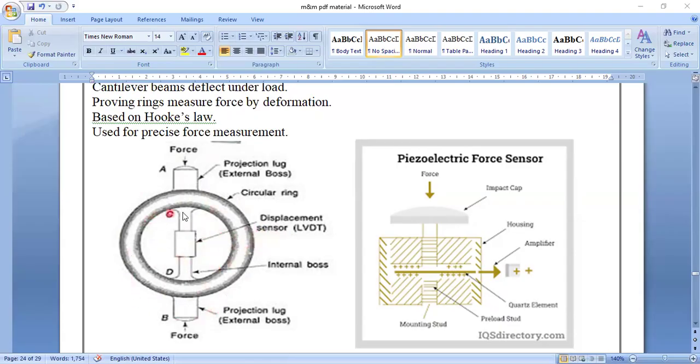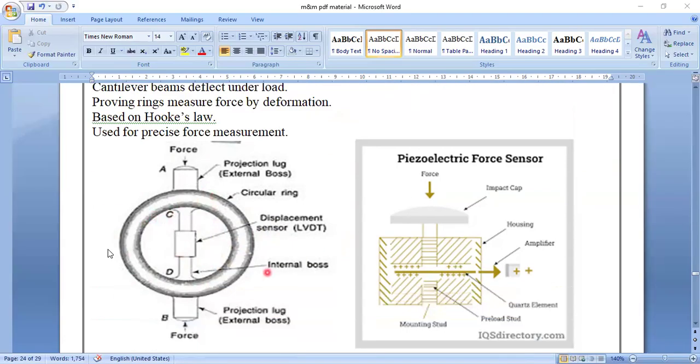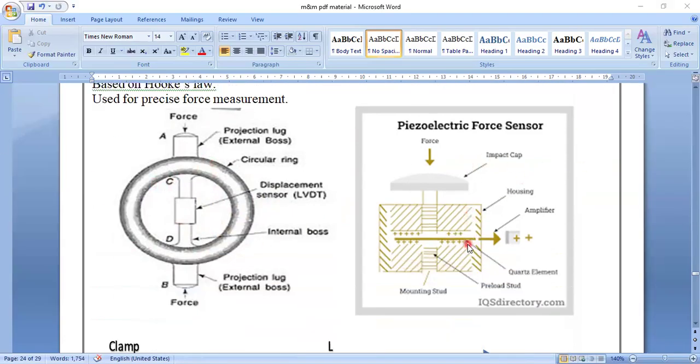So ring and ring type. This is, as you are telling, a proving ring type. So this is a piezoelectric force sensor. Force is applied here. When force is applied here, what is happening? It is taking the impact cap. This impact cap is housed in a housing, which is connected to an amplifier here.